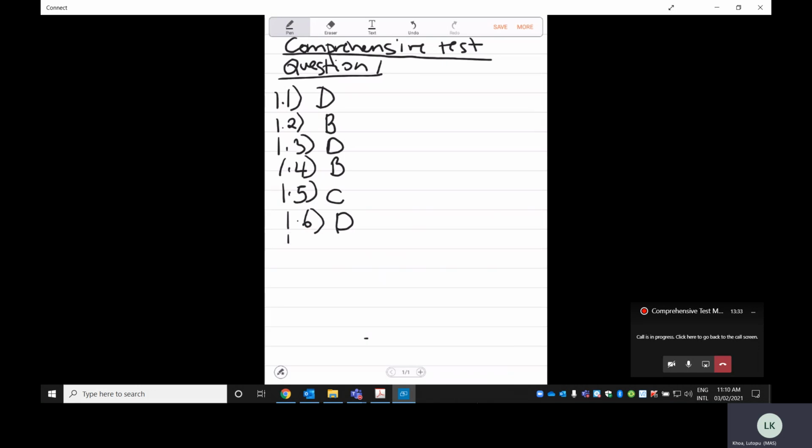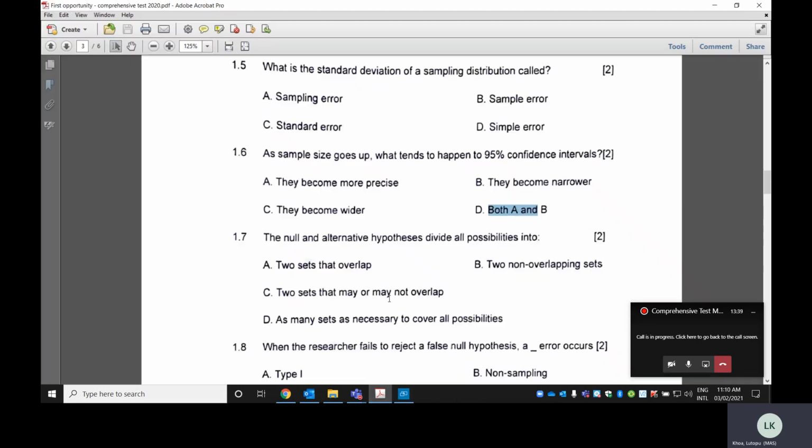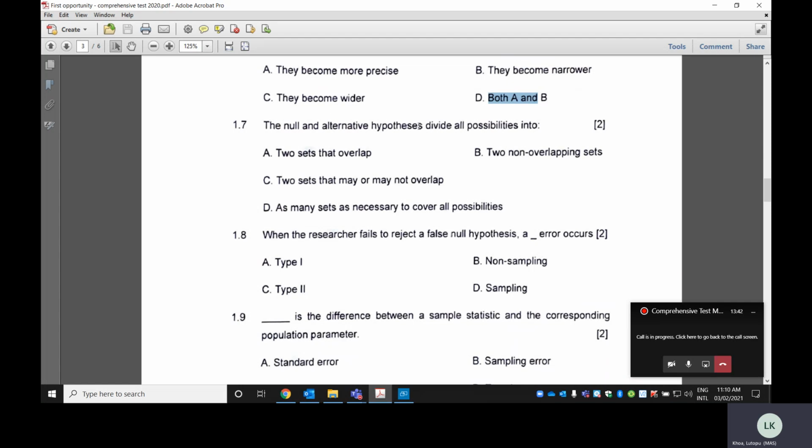Okay, then 1.7. For 1.7, the null and the alternative hypothesis divide all possibilities. Is it A, two sets that overlap? No, it is not possible for the null and the alternative hypotheses to both be correct. Two non-overlapping sets, yes, so this is our first candidate. Let's read. Two sets that may or may not overlap. There is no possibility at all that they may overlap, so that's not right.